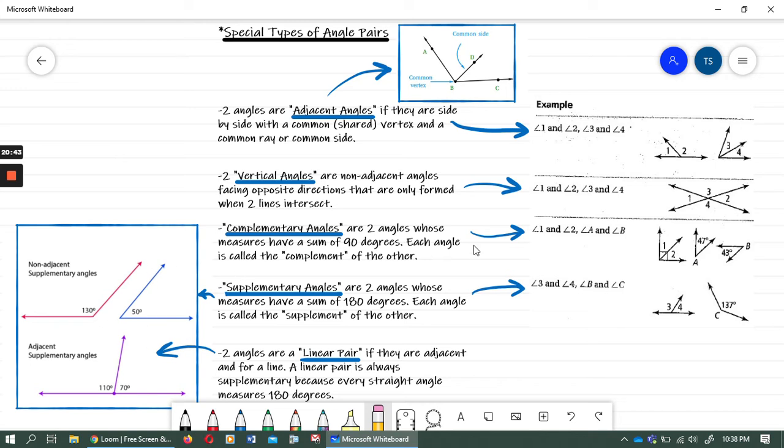And this also applies for complementary angles too, guys. Complementary angles can be either adjacent, like in the diagram on the right side that I'm pointing to. You see angle 1 and angle 2 on the right side here, for the complementary angles.